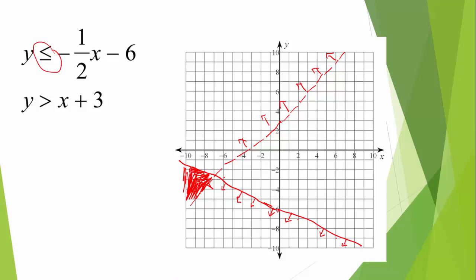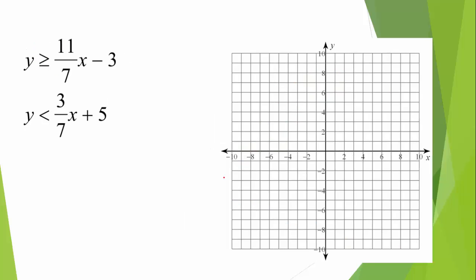All right, so it's a little bit different, but basically just like how we graph two lines and we look for the intersection point earlier in chapter 3, well, now we're going to graph two inequalities and look at the intersecting region. Let's try another one. Y is greater than or equal to 11/7 x minus 3. So I'll start at negative 3.